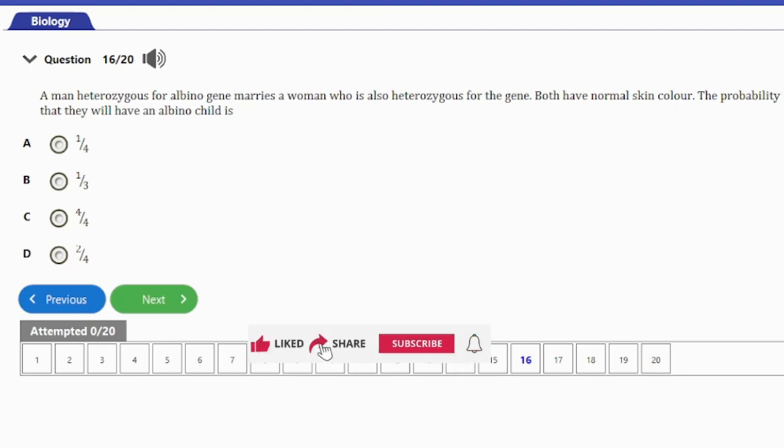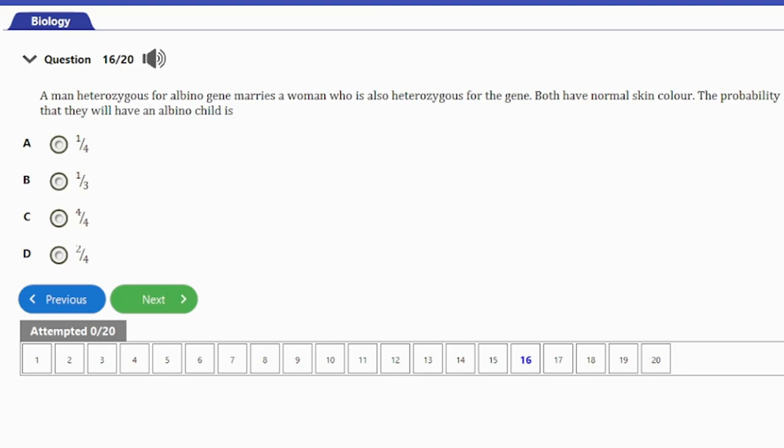The probability that they will have an albino child is A, 1 over 4, B, 1 over 3, C, 4 over 4, and D, 2 over 4. So guys, the answer to this question is 1 over 4.